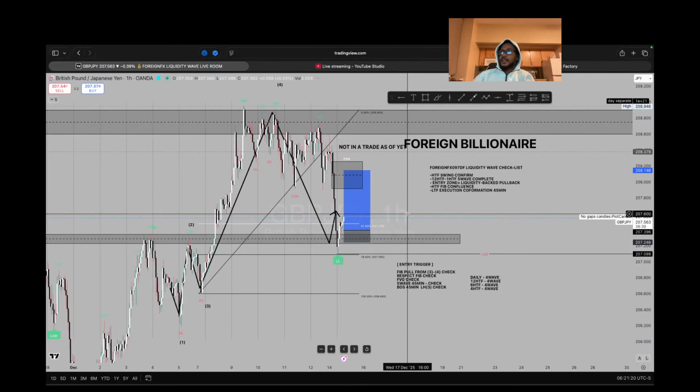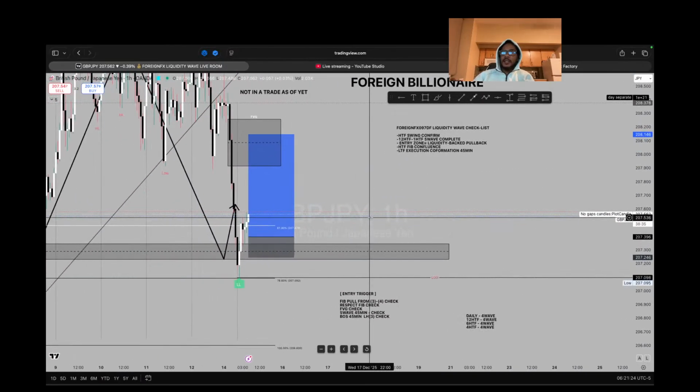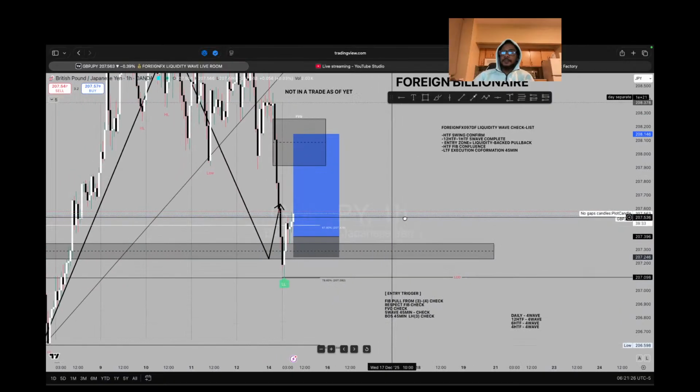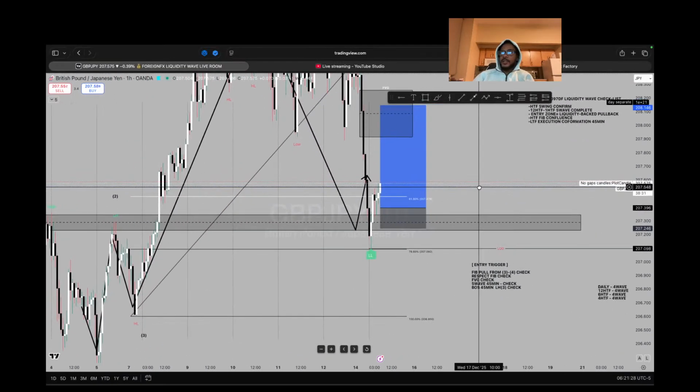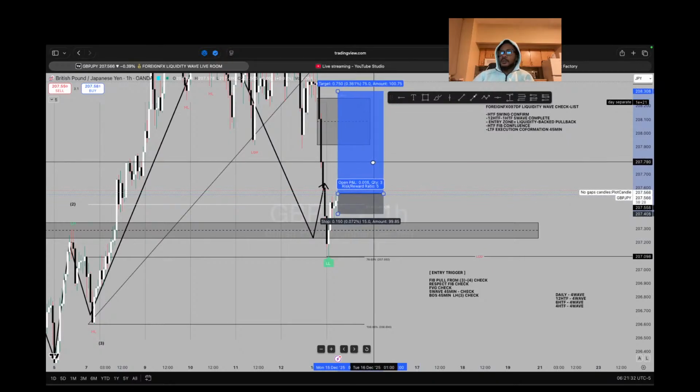Since I've been here, there has been two. This is the second 1 hour candle. I mean the five wave. This is kind of firm, but volume is slow.